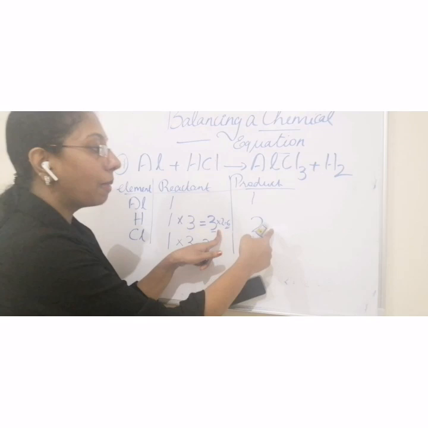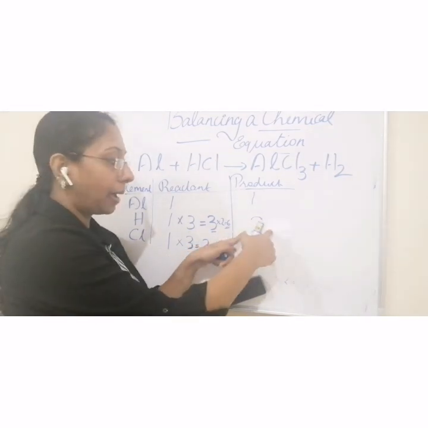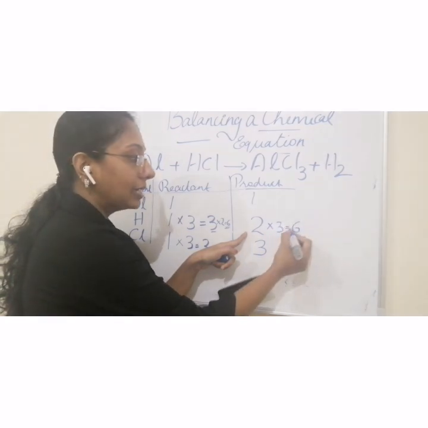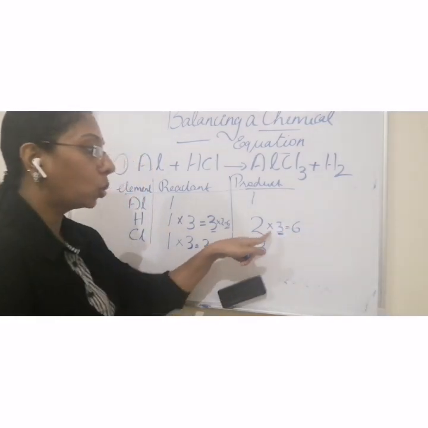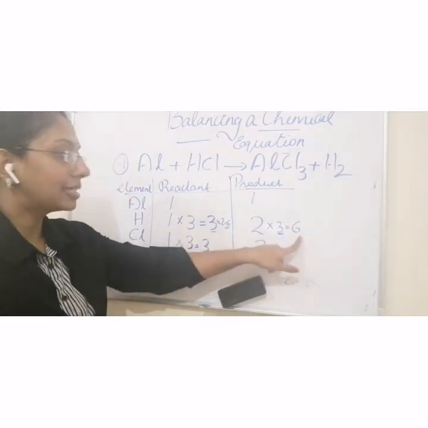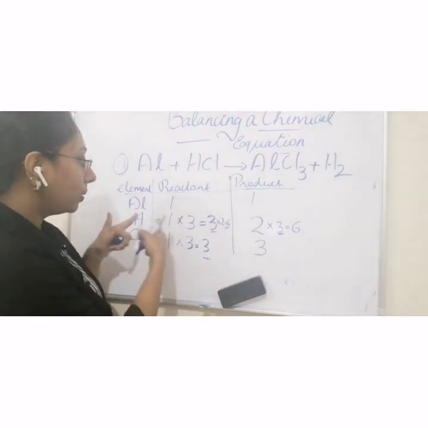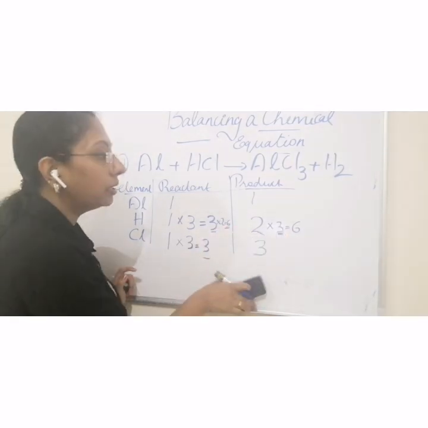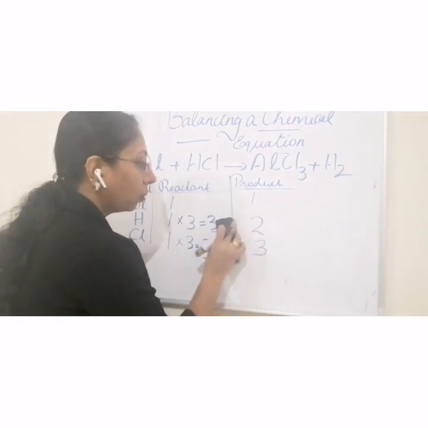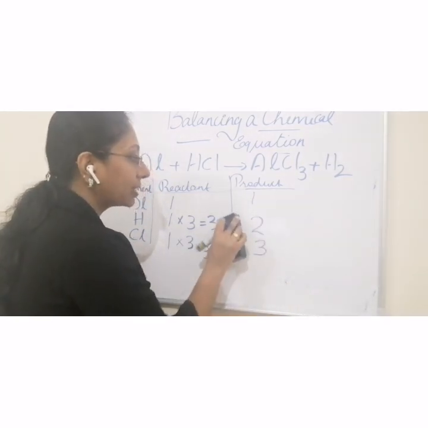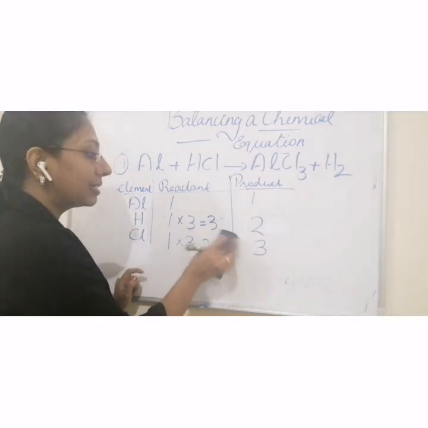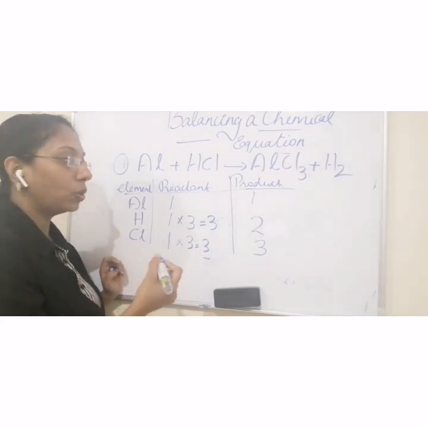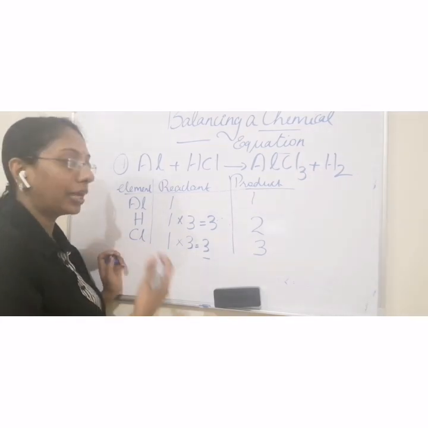So I have to multiply this also with a number which makes them 6. That is, when I multiply the 2 with 3, I will get 6. Check it. In order to balance hydrogen, we got hydrogen as 3. Here the hydrogen was 2. The number of hydrogen on the product side was 2 and on the reactant side was 3. When it was an even number, it was so easy. We just know the multiplication table of that number, we can easily write.